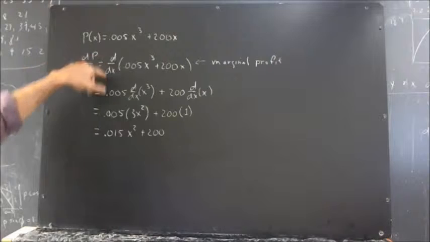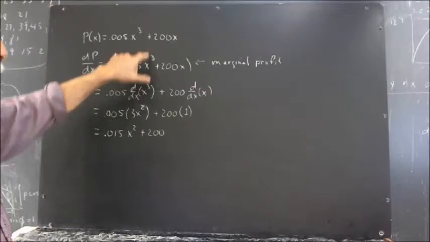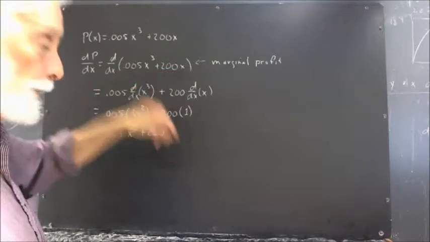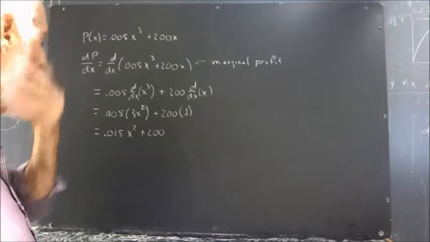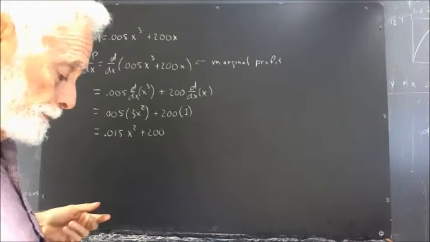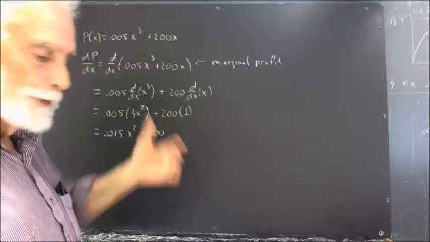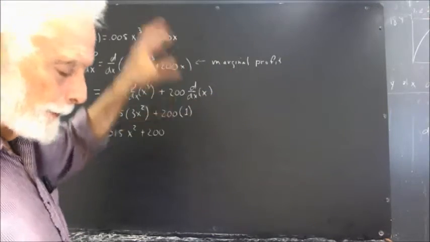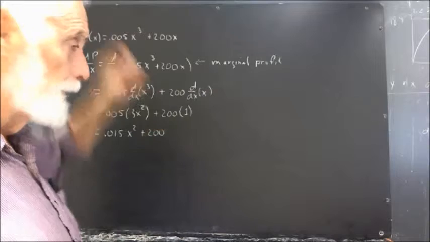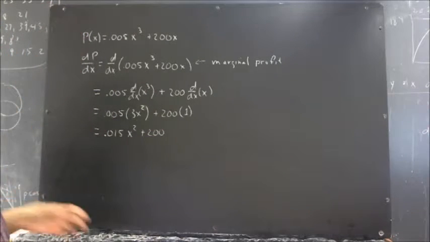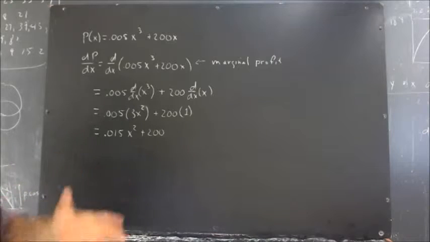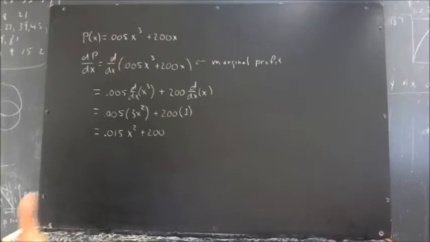So the derivative with respect to x of 0.005x³ + 200x. Now, before, when you tried to apply the rule for power functions, when the power was in the denominator, or within the square root, you got a little cautious, and with good reason, because things didn't behave the way you expected them to.